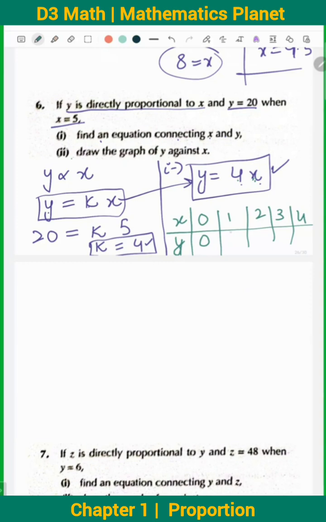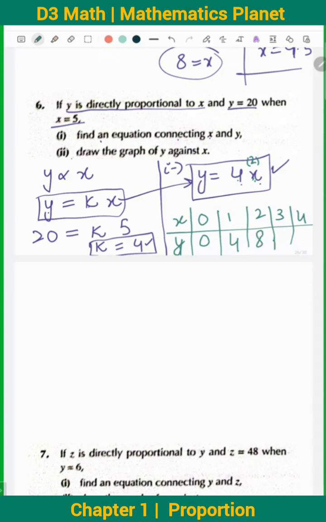If x is 1, what will be y? No, ma'am, it will be 4. 4 times 1 is 4. If x is 2, what will be y? 8. You are not going to add them. Multiply them. 4 times 2 is 8.